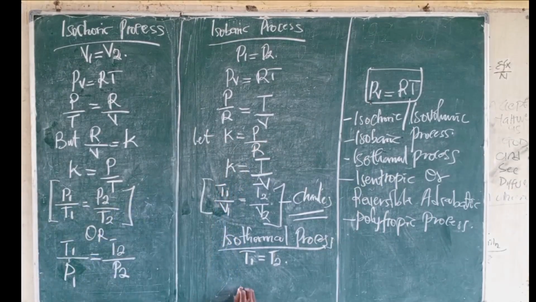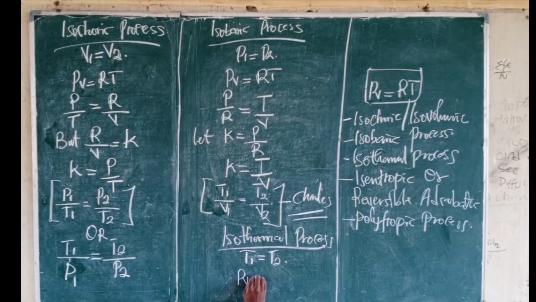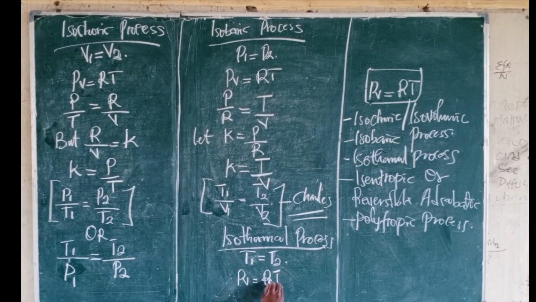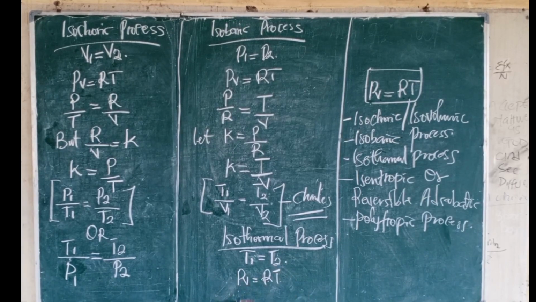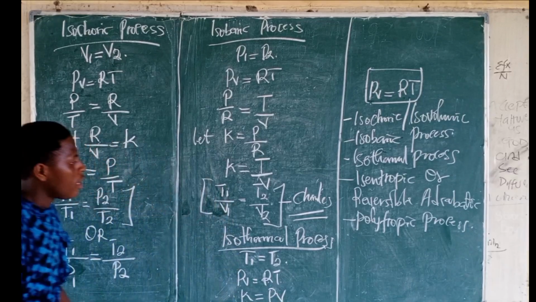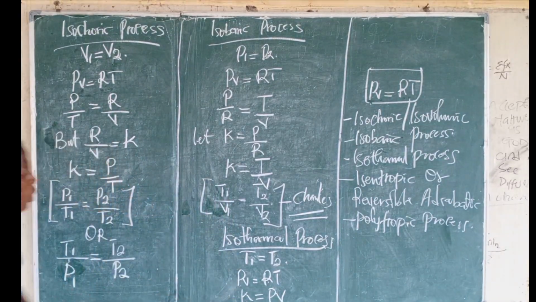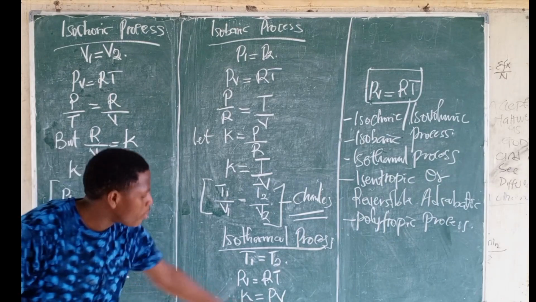If T1 is equal to T2, what are we looking at? We know that PV is equal to RT. For this process, R is constant and T is constant. So can we say that K is equal to PV? Now if K is equal to PV, what is the equation of state for this process?